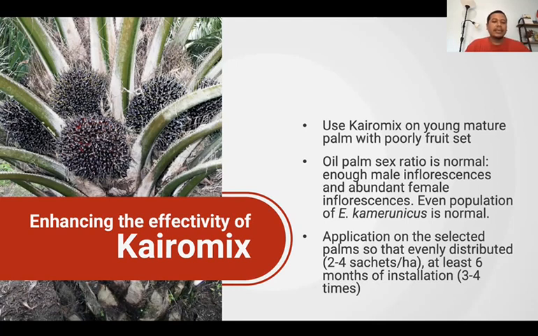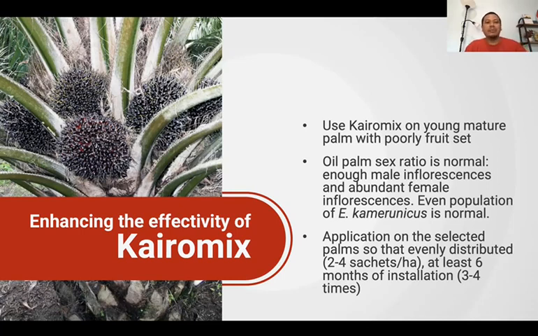So the increase in oil palm fruit set will be more visible with a higher number of bunches. I mean that the function of Kairomix is to increase the oil palm fruit set or pollination efficiency or increase the weight of bunches, not to increase the number of bunches.